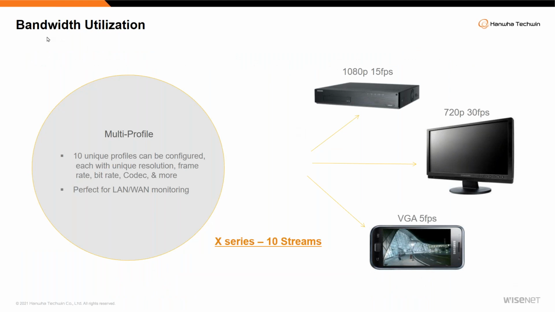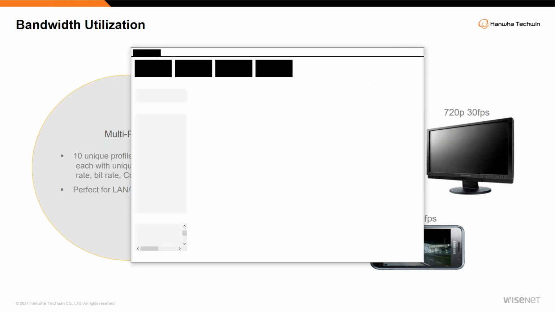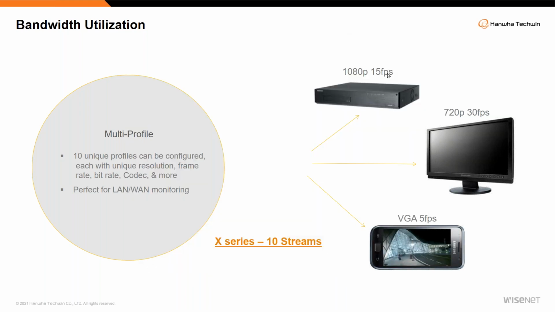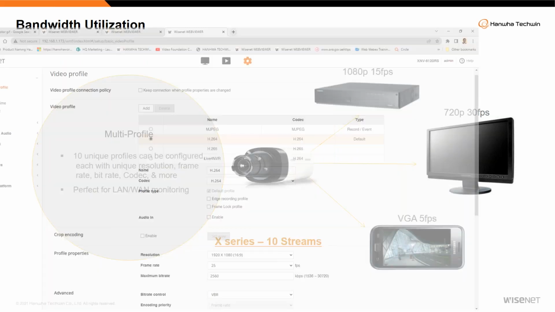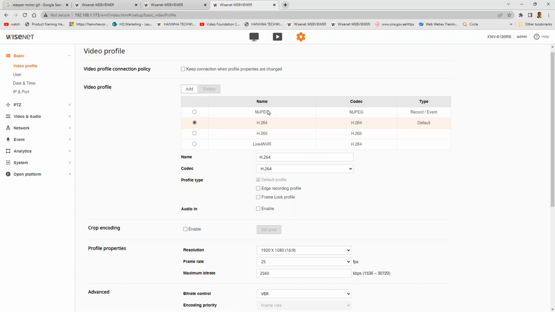Okay, next is, so that was actually a 2 megapixel camera with unbelievable bandwidth reduction. So that is possible with YStream. Next is bandwidth utilization. We will see that in every camera there is a processor. Now that processor can handle only a certain amount of streams. Usability or profile. So this camera has got 1, 2, 3, 4 video profiles.